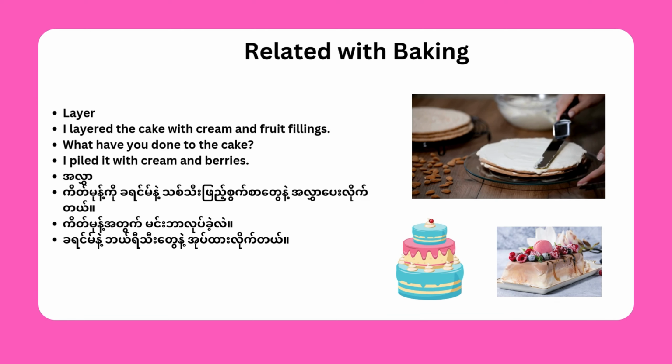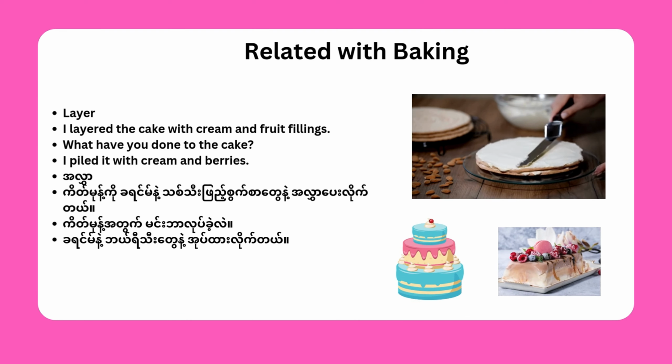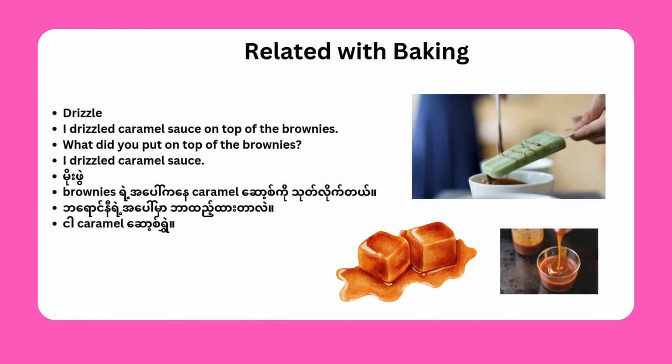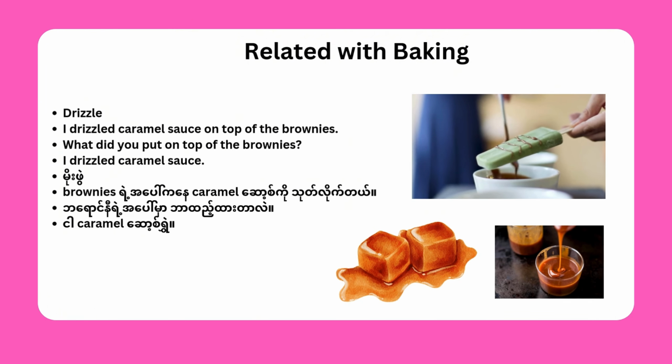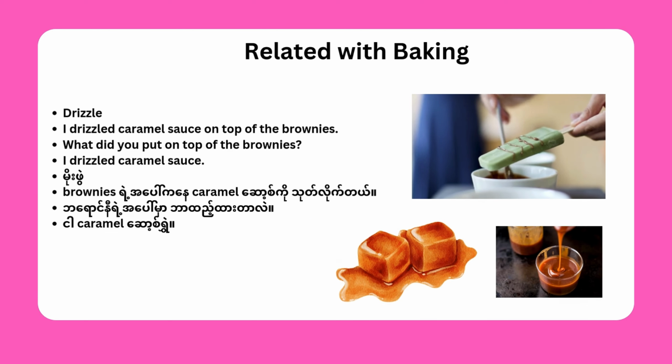Layer. I layered the cake with cream and fruit fillings. What have you done to the cake? I piled it with cream and berries. Drizzle. I drizzled caramel sauce on top of the brownies. What did you put on top of the brownies? I drizzled caramel sauce.